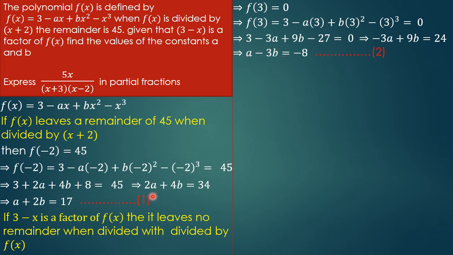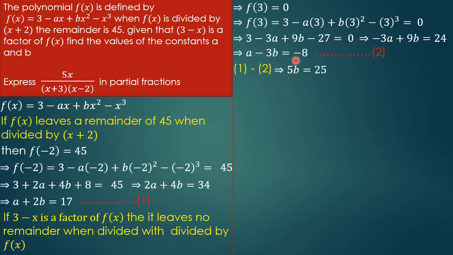We have equation 1 and we have equation 2. In this case, we are going to solve by the elimination method. So we are going to take equation 1 minus equation 2, and the reason for doing so is that we want to eliminate a and solve for b. By so doing, we have a plus 2b minus a minus 3b. A and a will cancel. Then we have 2b minus 3b, that gives us negative b.